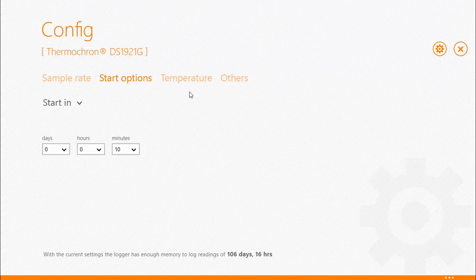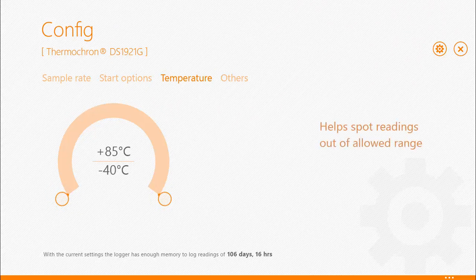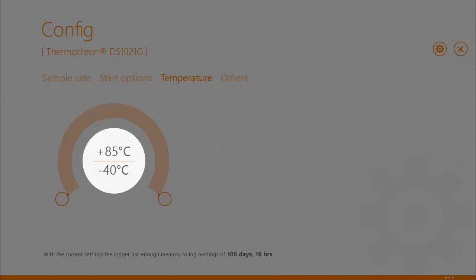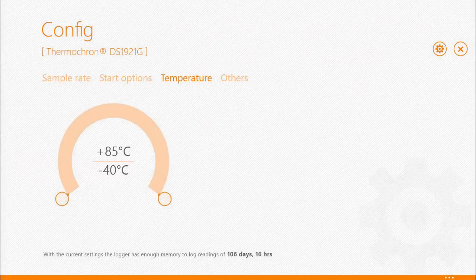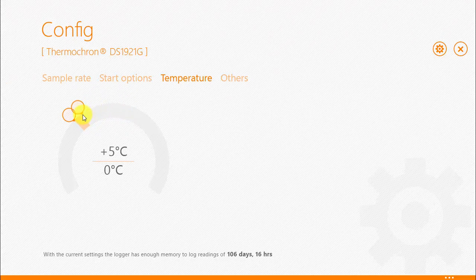Okay, now let's move on to the temperature group. Here is where you can set the upper and lower thresholds of temperature alarms. This is not mandatory, but it can help you spot readings out of the allowed range when you later download the log. The default threshold values match the upper and lower limits of the temperature range. For this particular model, it goes from -40 to 85 degrees Celsius. Taking your fridge example, let's assume that your products need to be stored between 0 to 5 degrees Celsius. So we'll drag the sliders until the desired values are reached.